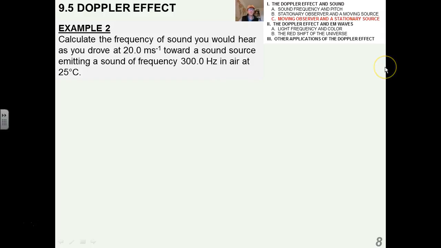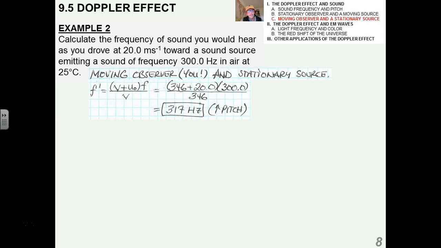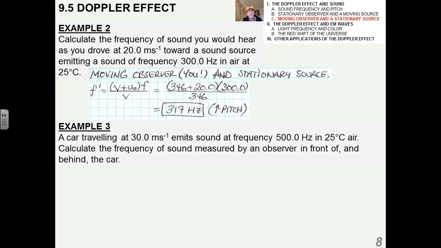Let's do a quick example. Calculate the frequency of sound you would hear as you drive 20 meters per second towards a sound source emitting a sound of frequency 300 hertz in air at 25 degrees Celsius. By the way, the temperature is important because that allows us to determine 343 meters per second. That part is actually not as important, but you want to note that, okay? In this case, you have a moving observer and a stationary source. I got that f prime was 317 hertz, which means it's a higher pitch because it's greater than 300 hertz. Next one, a car traveling at 30 meters per second emits sound at a frequency of 500 hertz.